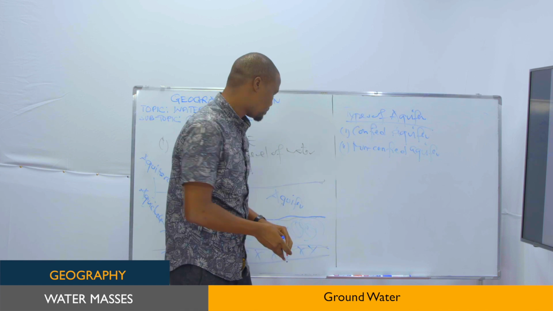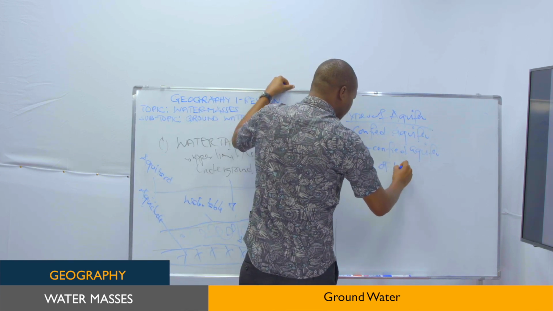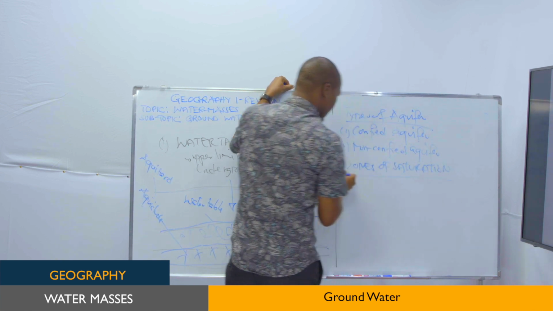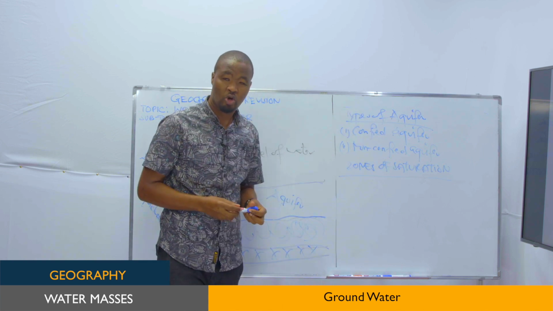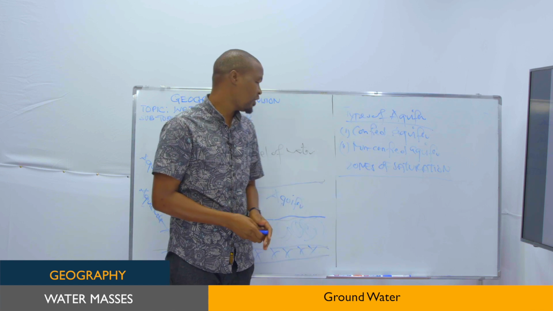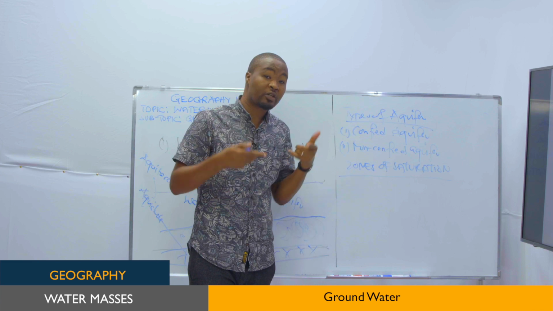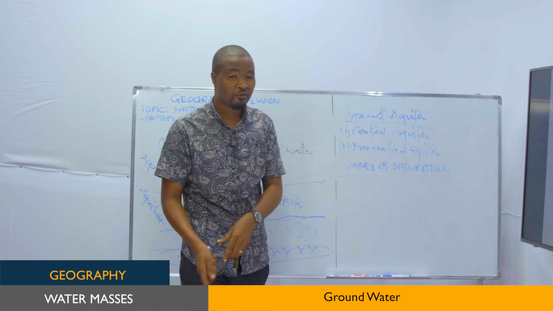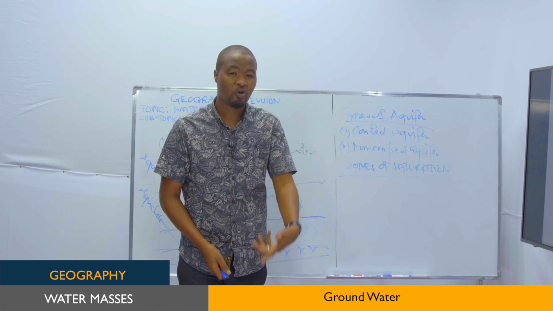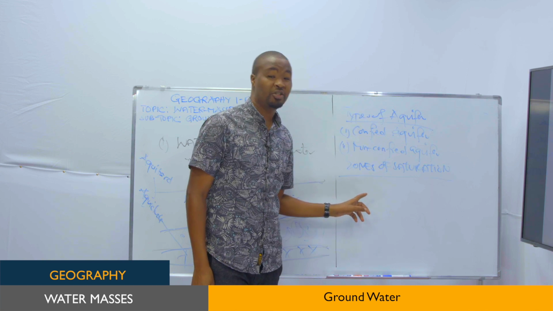Then from there, we have what we call the zones of saturation. Are we together? Zones refer to the layers. Right now we are talking about different layers underground where water passes as it moves or flows into the ground. Different layers where water passes as it goes underground, we refer to them as the zones of saturation.